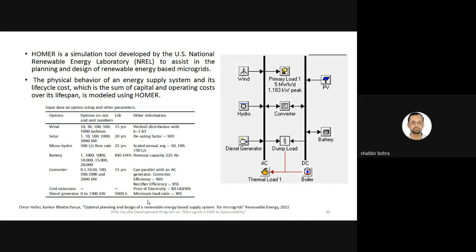This analysis was done by others, and the reference is given below: optimal planning and design of renewable energy based supply systems for microgrids. That gives some idea about how a microgrid can be planned. This is used for getting economical results. This may not deal with the actual flow of power, so it gives some financial aspects and indicators.